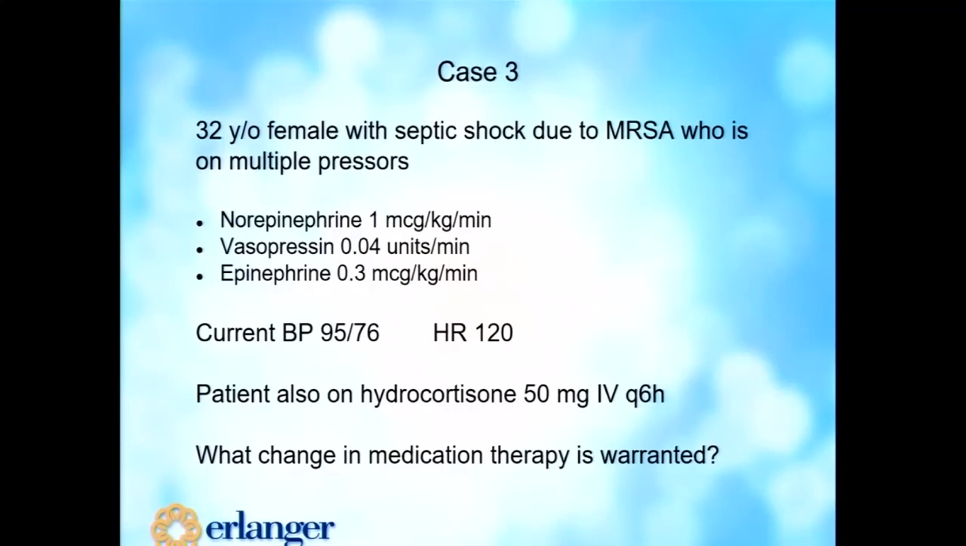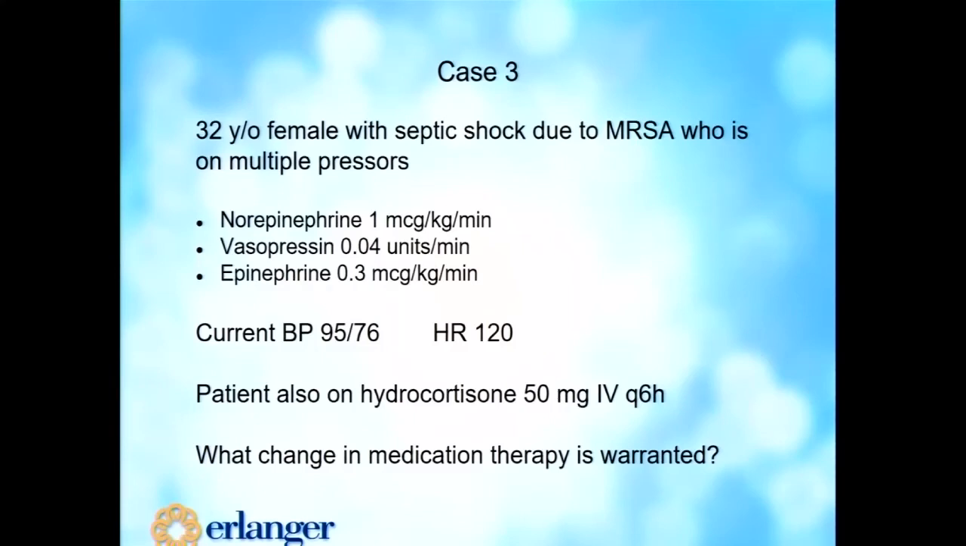Case number 3, a 32-year-old female with septic shock with MRSA who's on multiple pressors: norepi, vaso, and epi. Blood pressure is 95/76. So get your calculators out. Hint, hint. Patient's also on steroids. Based on the heart rate and blood pressure and all the other things, what change in their medication therapy would you like to make?